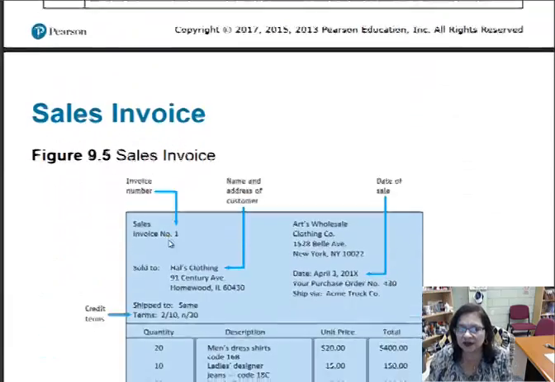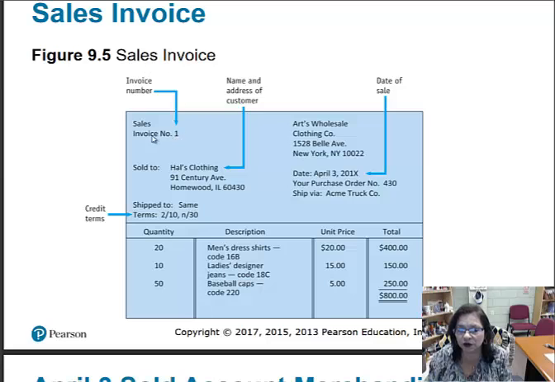Okay, so you see this. This is a sales invoice. This is number 1. This is House Clothing. Okay, it's sold to House Clothing, right, from Arts Wholesaler. Here we go, right here. Date is April the 3rd. Purchase order number 430. Shipped via the Acme Truck Company. And these are the terms. 2% in 10, and if not, then he has to pay the entire bill by 30 days.